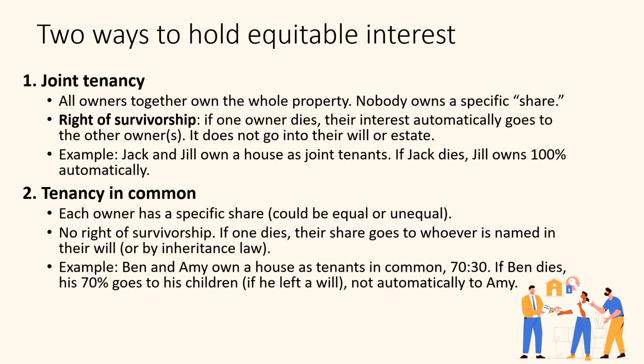Another example, let's say that Ben and Amy own a house, and we know that they are tenants in common and that they have unequal shares. So Ben has an entitlement to 70% of the ownership and Amy only to 30%. If Ben dies, his 70% goes to his children or whoever he named in his will, and it will not go automatically to Amy as the surviving tenant. Okay, so those are the two key elements each time you need to look at: the ownership and the survivorship, what happens when one person dies.